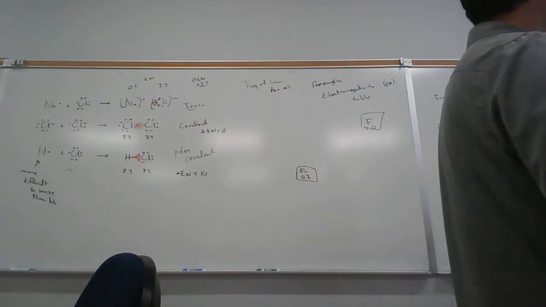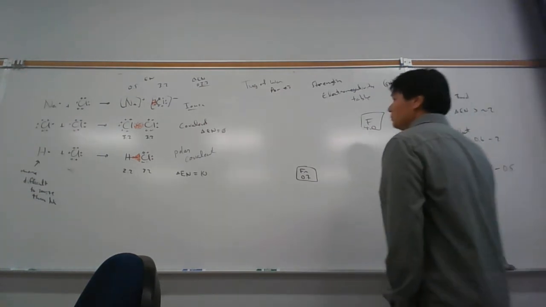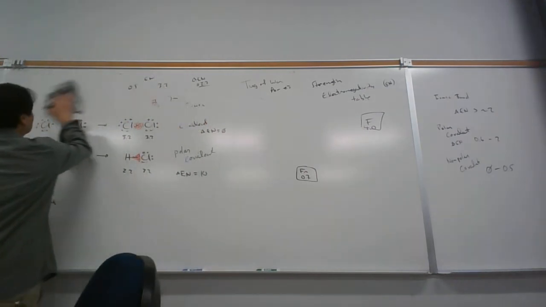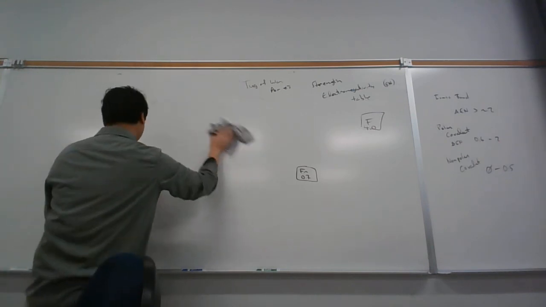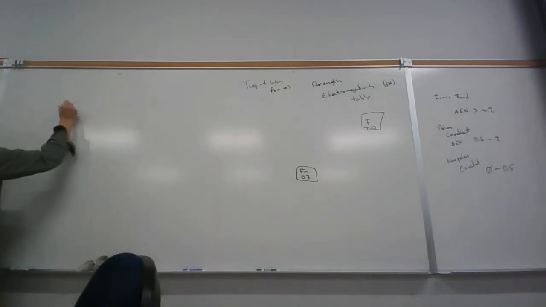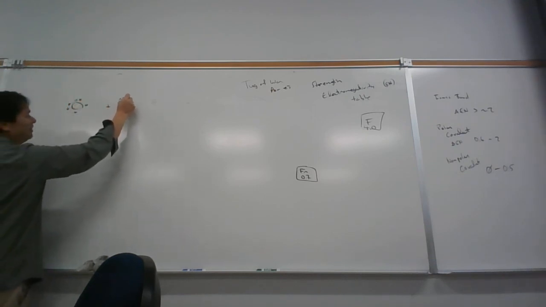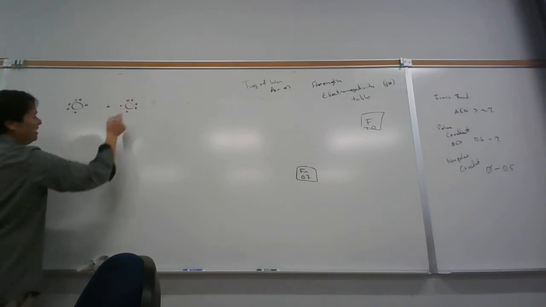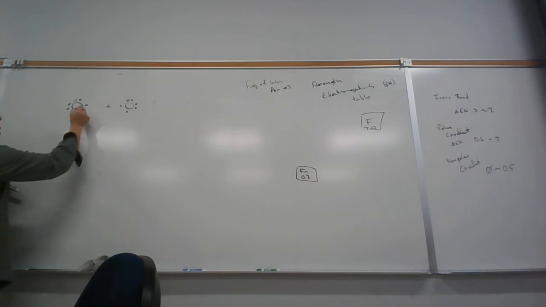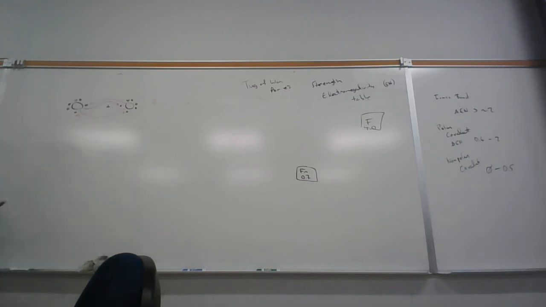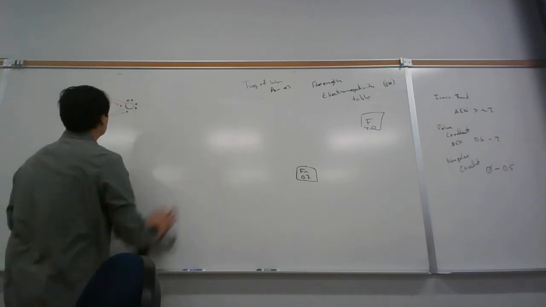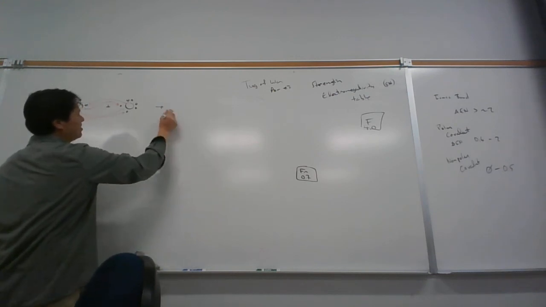Sometimes we end up with multiple bonds. Let's take a look at some multiple bonds here. Oxygen has 6 valence electrons, so it wants 2. So if I have 2 oxygens come together, each one of these wants 2 electrons. So this oxygen is going to try to take the 2 electrons here, and this oxygen is going to try to take 2 electrons here. Well, what's their difference in electronegativity? 0.